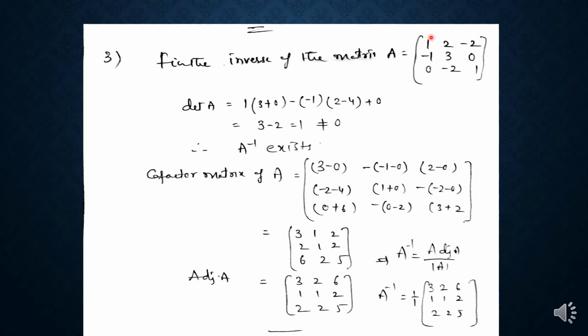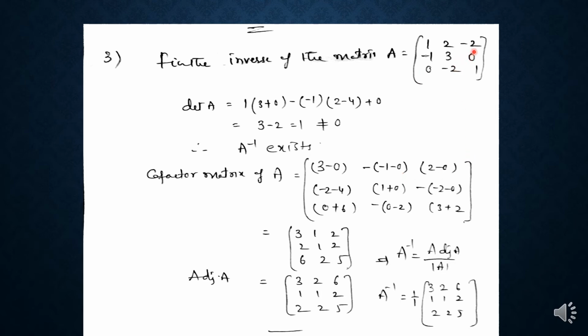So what is the cofactor of this element? By deleting the row and column here, we will get 3, 0, minus 2, 1 as a determinant. So what is the value of this determinant? 3 into 1, 3, minus 0, 3 minus 0. And while evaluating the second element, the cofactor of this element gets minus of, by deleting the column and row here, we will get the determinant minus 1, 0, 0, 1. So what is the value of this determinant? 1 into minus 1, minus 1 minus 0.